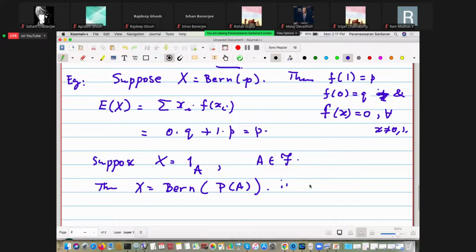Sir, could you just briefly say what the characteristic function means? Yeah. It is a function defined on omega. So this 1_A(omega) is equal to 1 if omega belongs to A, and 0 otherwise. Sorry, this is getting too cramped. I'll write it again.